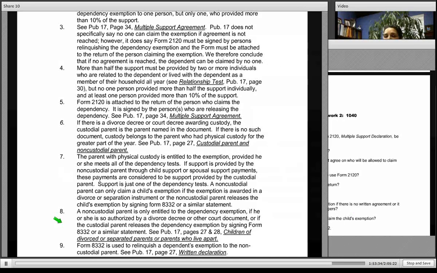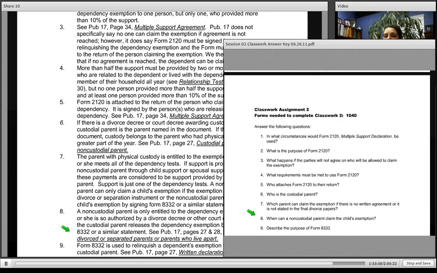Number 8, when can a non-custodial parent claim the child's exemption? A non-custodial parent can only claim a dependency exemption for their child if Form 8332 has been signed by the custodial parent, or a divorce decree or another written document awards that dependency to the non-custodial parent.